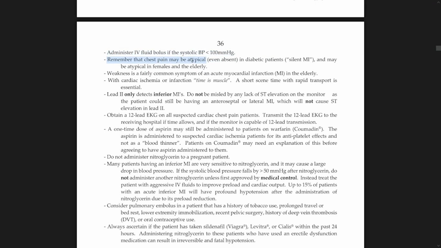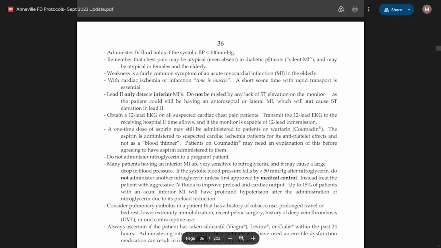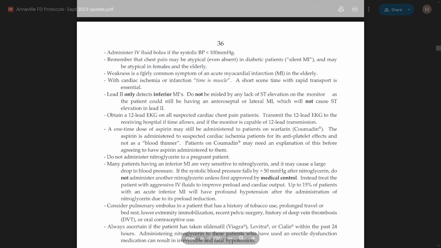Remember that the chest pain may be atypical, even absent in diabetic patients. They may have a silent MI because they have a lack of response in their nervous tissue, just due to the unwrapping of the myelin sheath from blood sugar over time. And it may be atypical in females and the elderly. Weakness is fairly common in an acute myocardial infarction in the elderly.